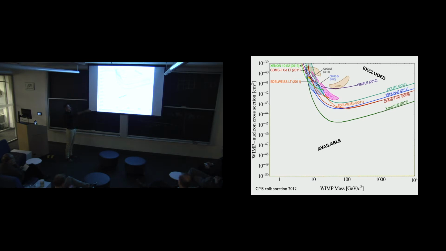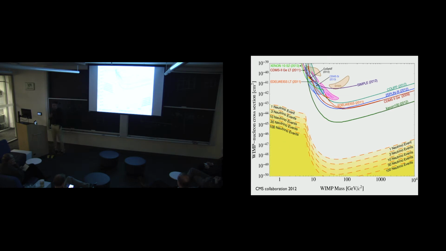Maybe the true dark matter is down here. It's 10 to the minus 47 in some units for cross-section. The problem is that if you keep doing this game, you're going to hit the floor, and the floor is given by this line here. You're going to become so sensitive in your experiments that you're going to start detecting neutrinos. We know neutrinos have a very small cross-section for interaction with ordinary matter, but it's non-zero.